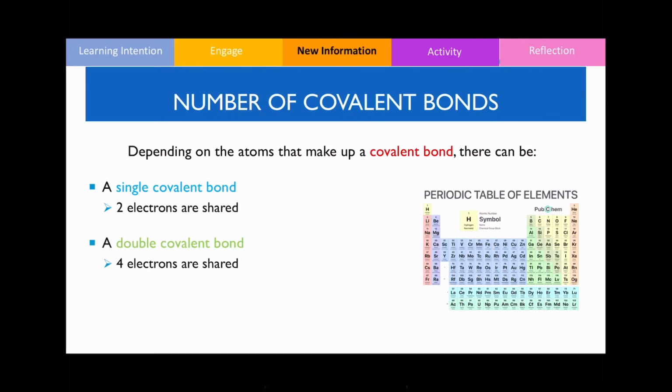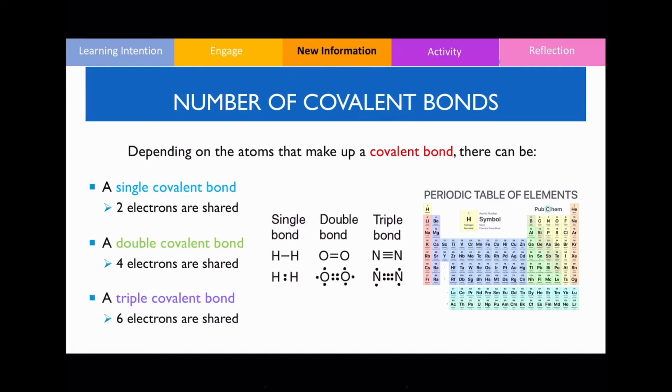You could also have a double covalent bond. What this means is that each non-metal atom shares 2 electrons each, so therefore 4 electrons in total. And a triple covalent bond is where you have 2 elements sharing 6 electrons in total, 3 electrons each. And that's also represented over here as well. Generally, when we're drawing a single bond, that's just 1 dashed line. A double bond is represented by 2 dashes, and a triple bond, as you can see, is represented by 3 dashes.